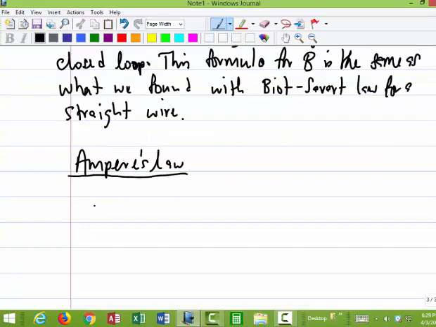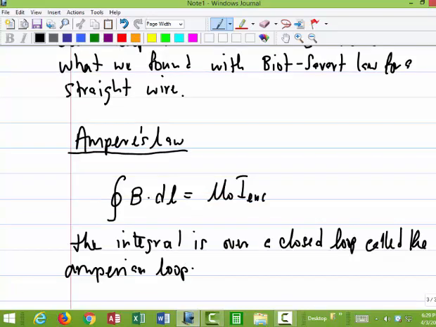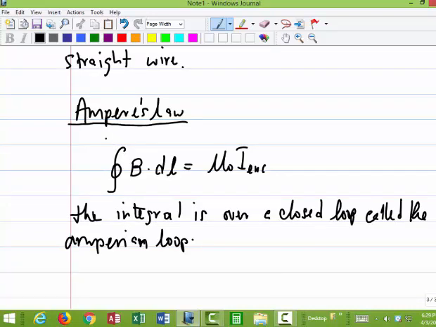So Ampere's law is just that the integral over a closed loop of a certain field, B dot dl, is equal to mu naught times the enclosed current. So the integral is over a closed loop that we call the Amperian loop. So this is Ampere's law.